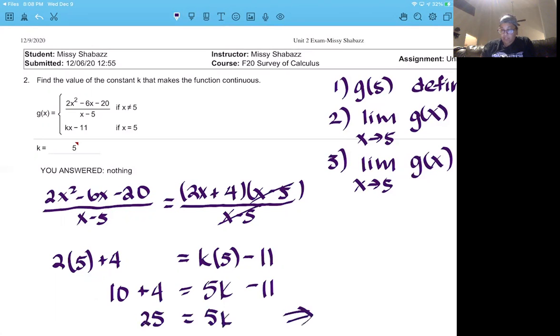So K equals 5. If K equals 5, then I fill in that hole, and that will make it continuous at that point.